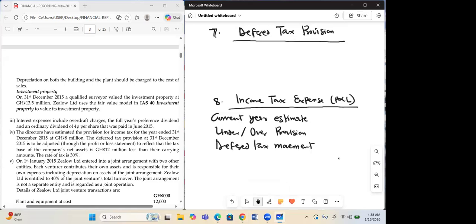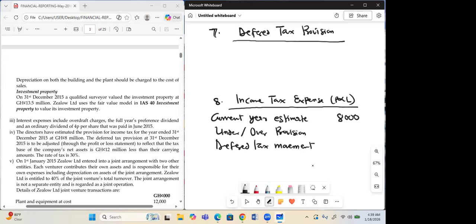Because I have not taught you the whole standard for now, just take this. Anytime you see income tax, create two accounts: deferred tax provision and income tax expense. In the income tax expense, the three values should be there: the current year estimate, under or over provision, and any deferred tax movement. When you read the question, it tells you that the directors have estimated the provision for income tax for this current year at 8 million. It means the current year estimate was 8 million cedis. So you put down your 8 million.